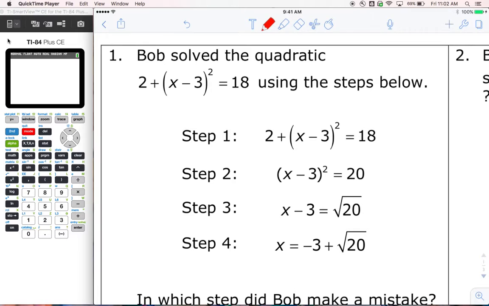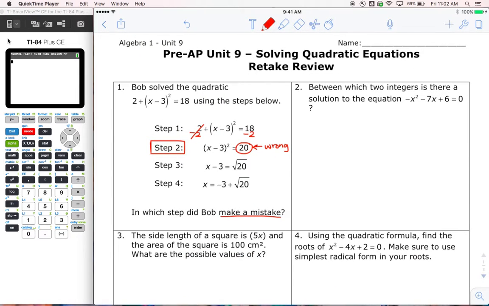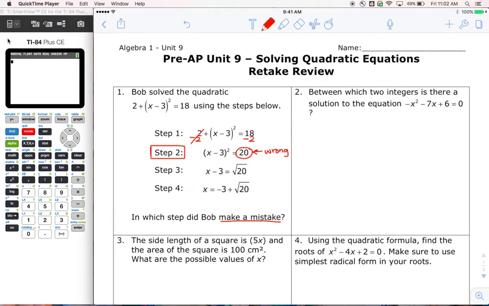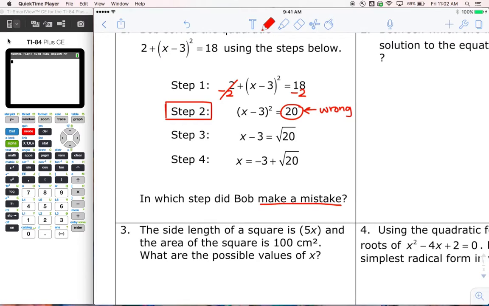So let's make sure that got done correctly. If I was going to get rid of the 2, I would subtract the 2, right? I would subtract the 2 and I would get 16. So it looks like this number is wrong, right? Because we would need to subtract the 2. So my answer is step 2. The mistake was made in step 2. Remember, the step that you choose is where you see something wrong. The mistake was made going from step 1 to step 2, but you would say step 2 because that's where you see the mistake.